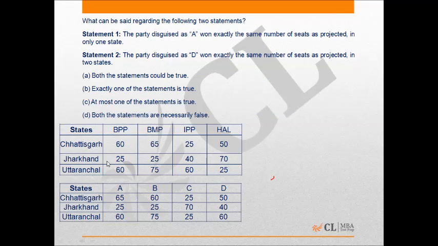Let us now look at the third question. It states, what can be said regarding the following statements? The party disguised as A won exactly the same number of seats as projected in only one state. Now, if A is BPP, then commonality is in 2 states, Jharkhand and Uttaranchal. If A is BMP, then commonality is in two states, Chhattisgarh and Jharkhand. If A is IPP, commonality is only in Uttaranchal, and if A is HAL, then we see there is no commonality. So A has to be IPP.